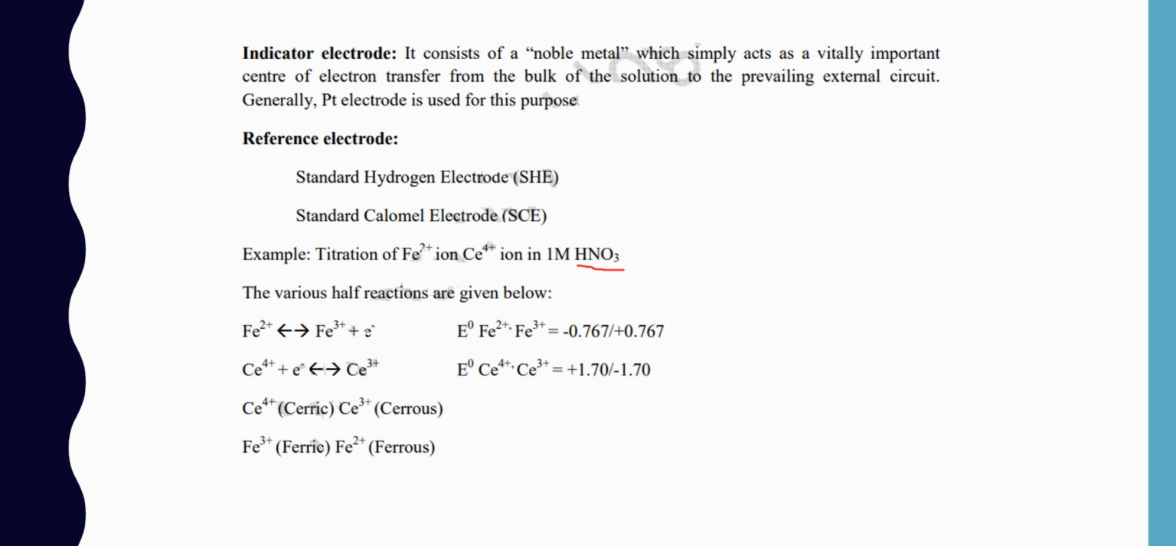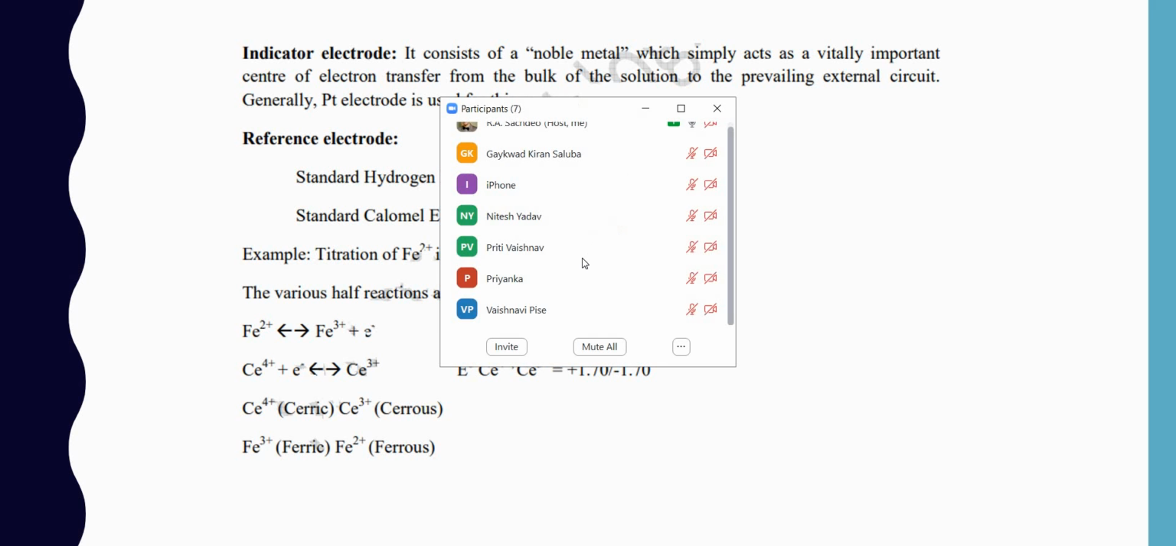Is it correct? What do we call HNO3? Nitrous oxide. Nitric acid. Nitrous oxide or nitric acid? Sir, nitric acid. Nitrous oxide means N2O. HNO3 is nitric acid. You are in the third and final year of B.Pharm and you don't know HNO3? HNO3 is nitric acid.